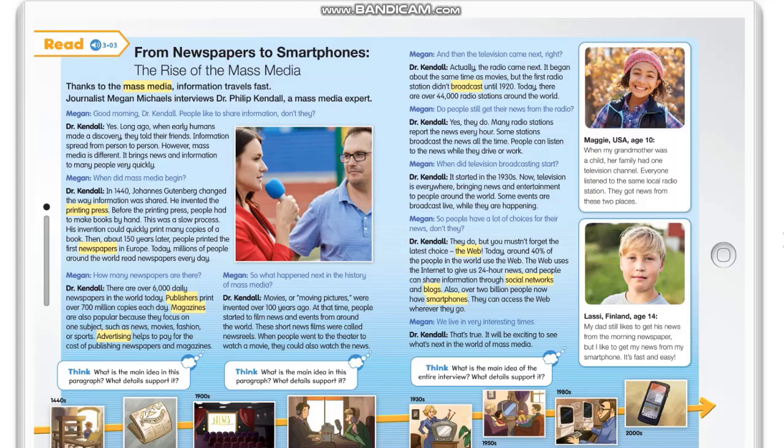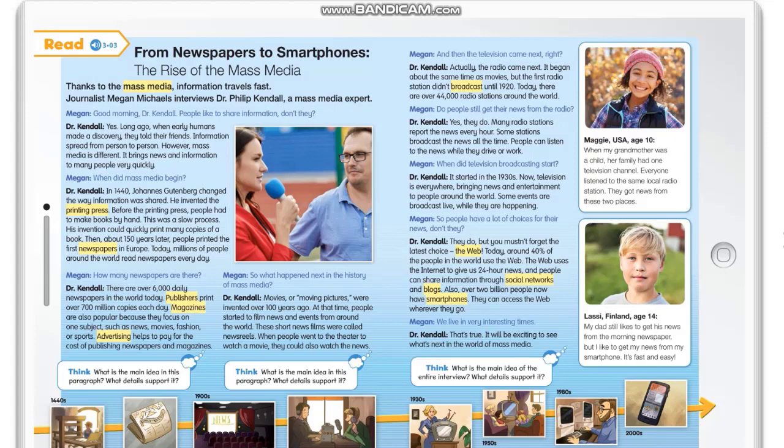Today, there are over 44,000 radio stations around the world. Do people still get their news from the radio? Yes, they do. Many radio stations report the news every hour. Some stations broadcast the news all the time. People can listen to the news while they drive or work.